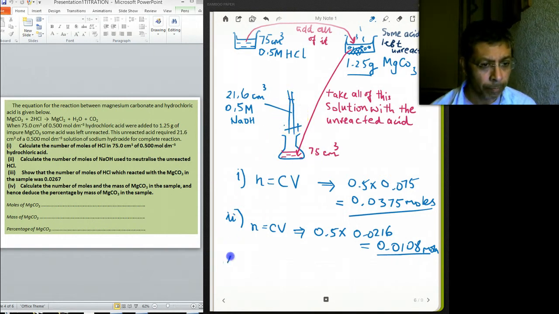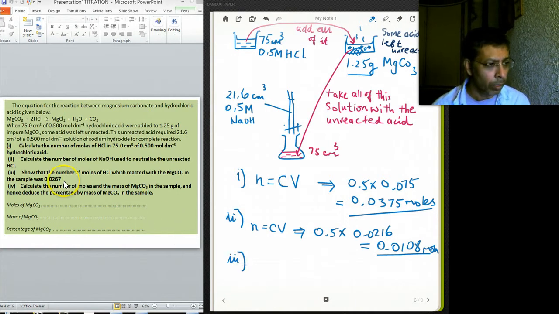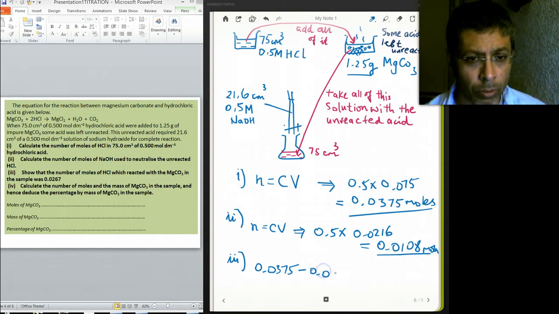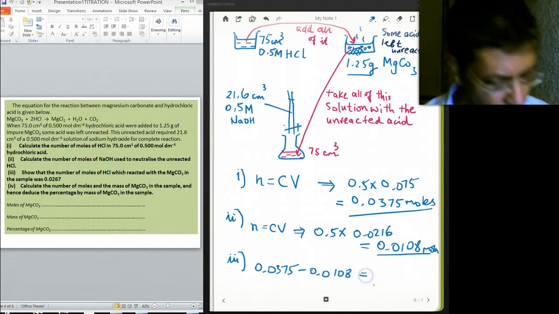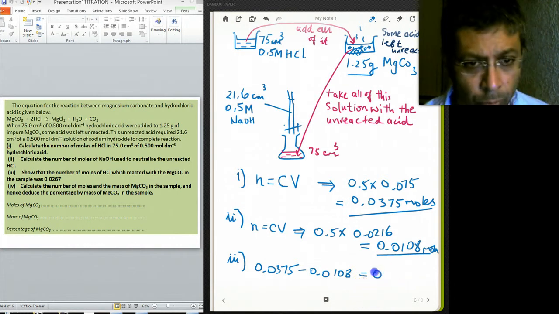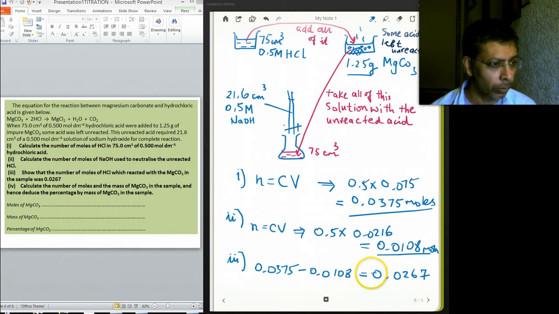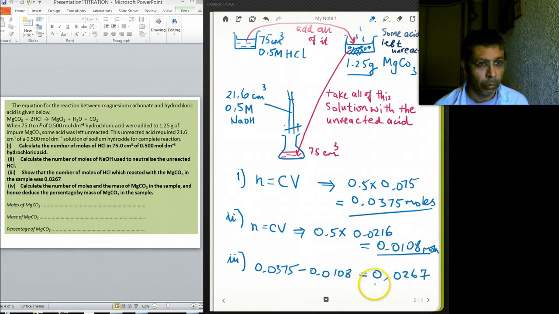Right, part 3. Show that the number of moles of HCl which reacted with the magnesium carbonate in the sample is 0.0267. What we're going to do now is subtract the two values. We've got 0.0375 take away 0.0108, and that will give us our value of 0.0267.